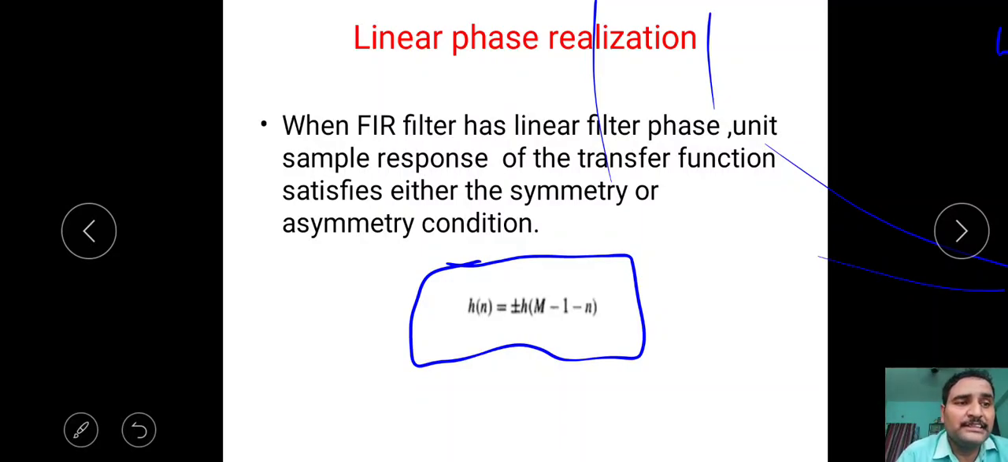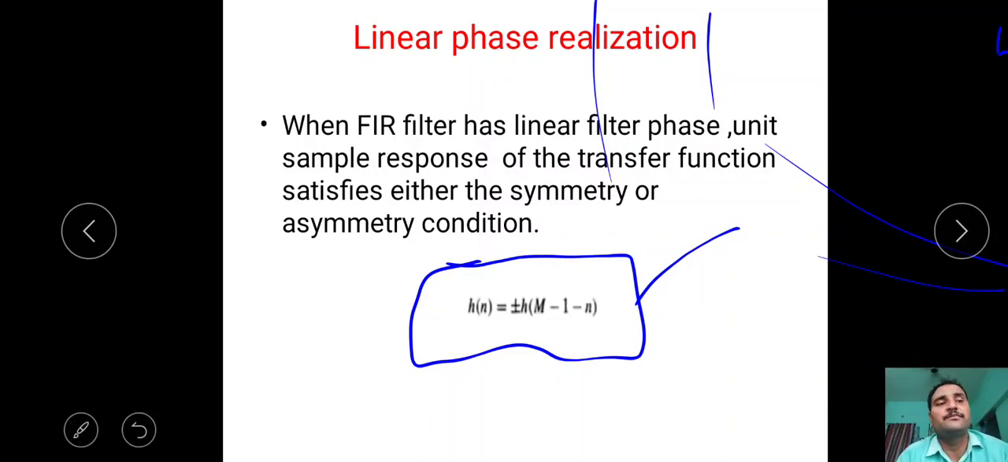In linear phase realization, not every system can be realized. Why? Because a system must obey a condition, called the linear phase condition. That condition is: h of n equals plus or minus h of M minus 1 minus n. The system which obeys this condition is called a linear phase system. Only for such systems can we realize linear phase realization.